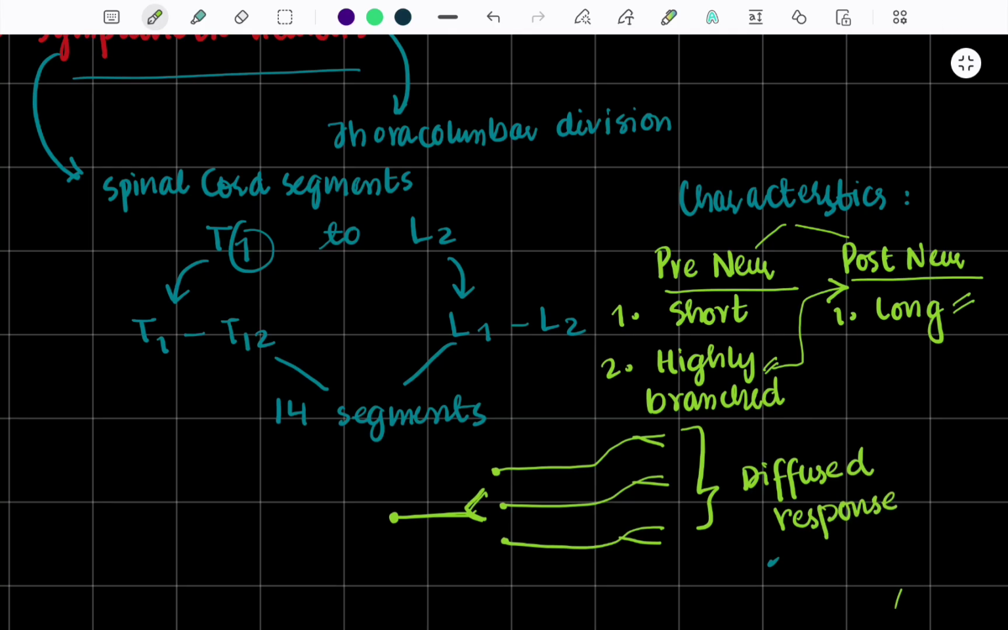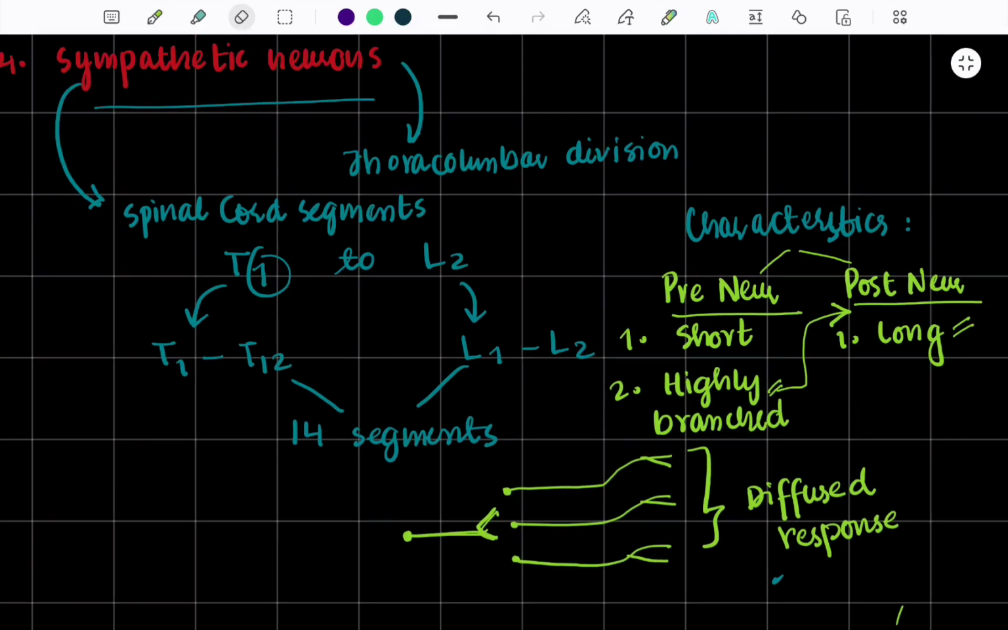So the question is, why is branching important? It is important because preganglionic neurons synapse with many of the postganglionic neurons, and that causes the widespread response within the body, and multiple organs are activated simultaneously. That we can also observe in the sympathetic nervous system, or when there are fight or flight situations, because many of the organs respond at the same time, and a diffused response is produced within the body.